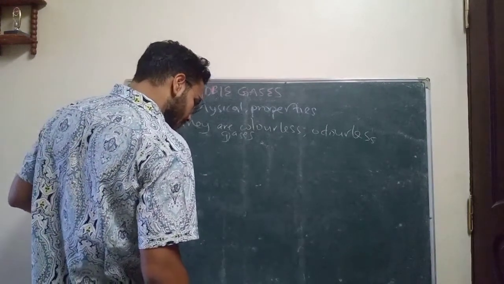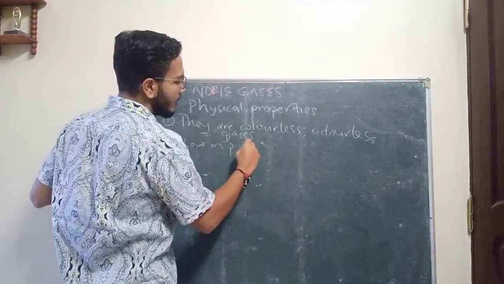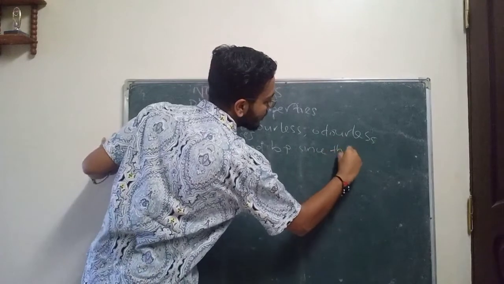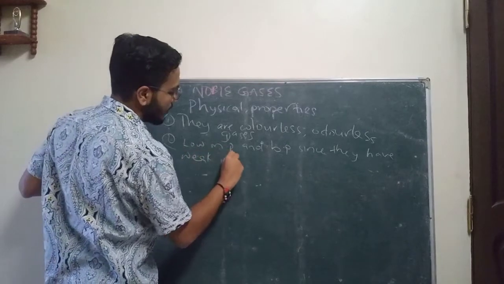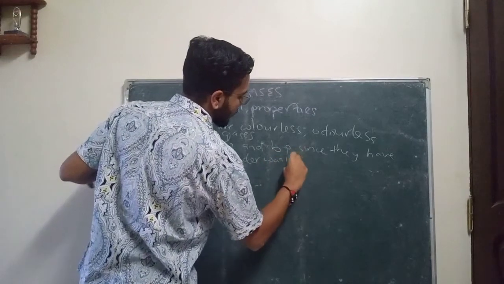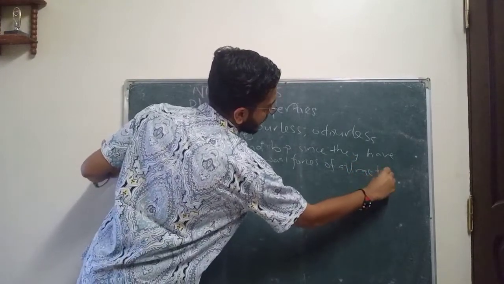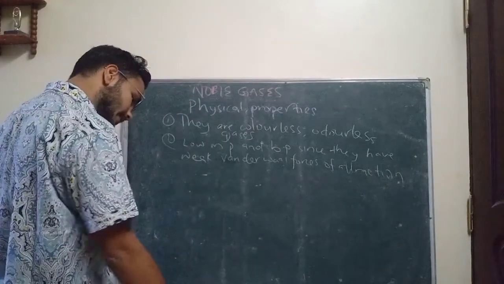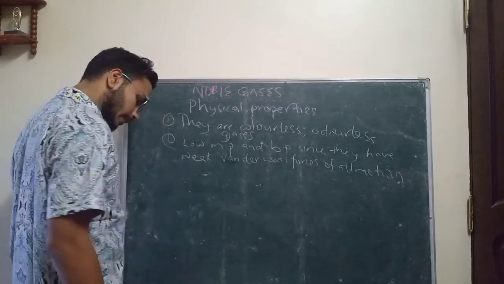They have low melting and boiling points, MP and BP, since they have weak van der Waals forces of attraction. Van der Waals forces of attraction are taught in structure and bonding. Melting and boiling point increase down the group due to an increase in atomic radius, hence decrease in van der Waals forces. They are monoatomic gases.